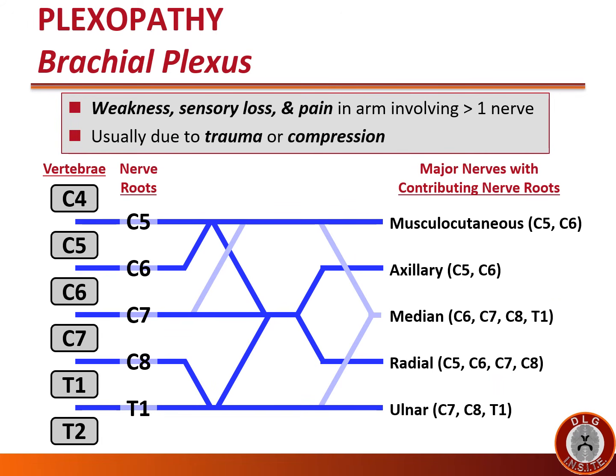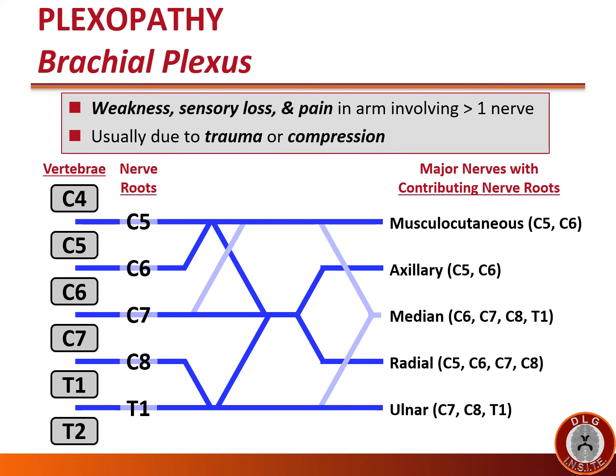Plexopathy refers to disease or dysfunction of a plexus, a grouping of different nerve roots that come together and then separate again to form nerves. The brachial plexus in the arm consists of nerve roots C5 through T1. Notice that in the brachial plexus, most of the nerve roots come out of the vertebrae above the correspondingly named vertebra. So C5 comes out above C5, C6 above C6, C7 above C7.